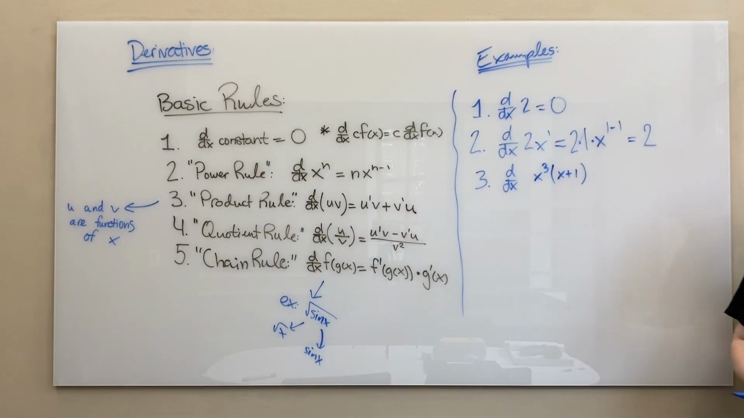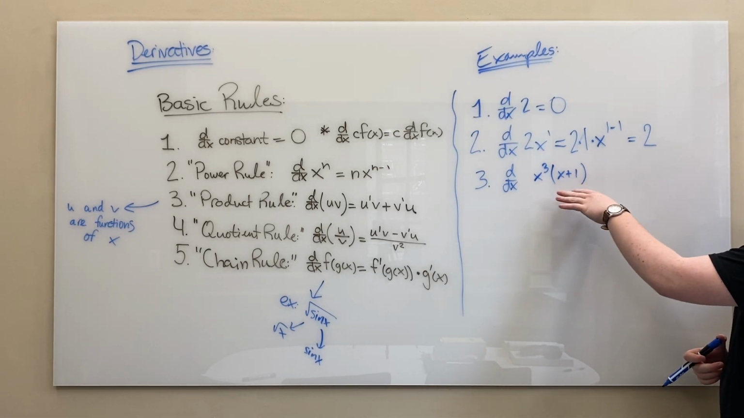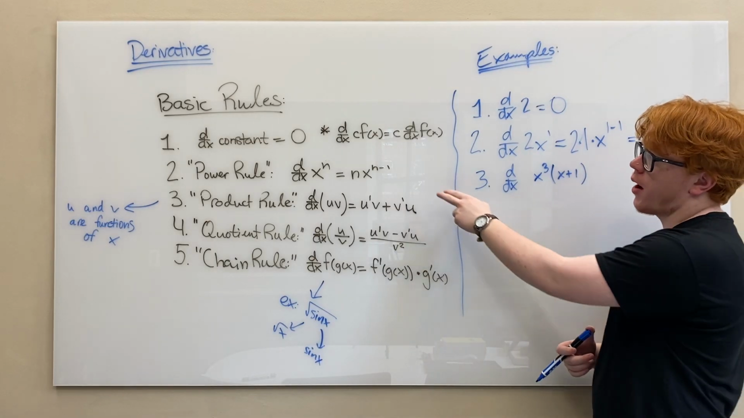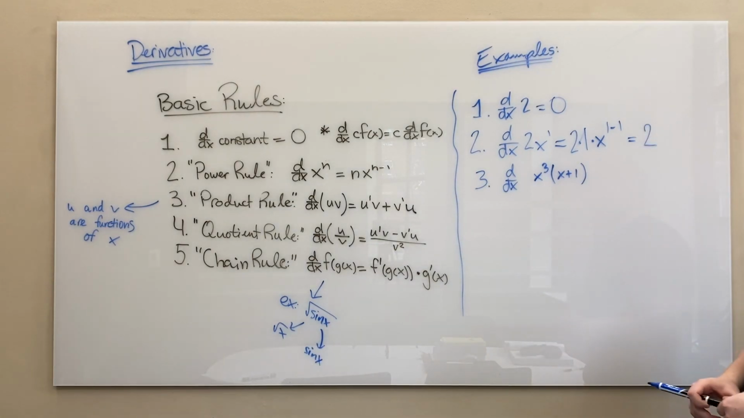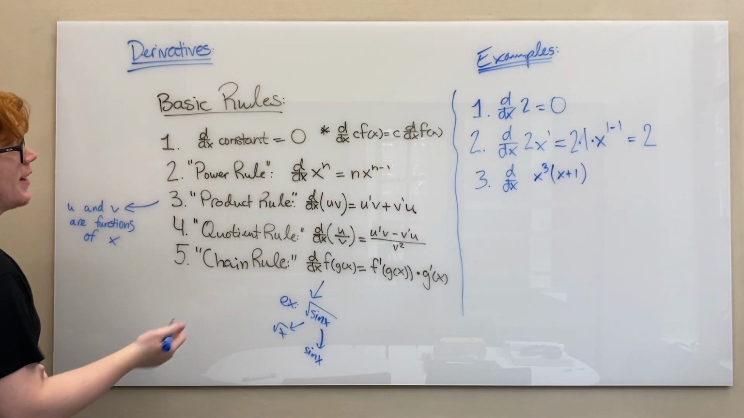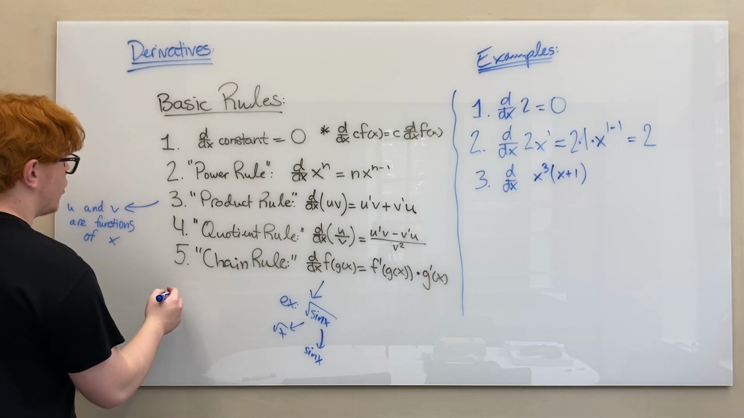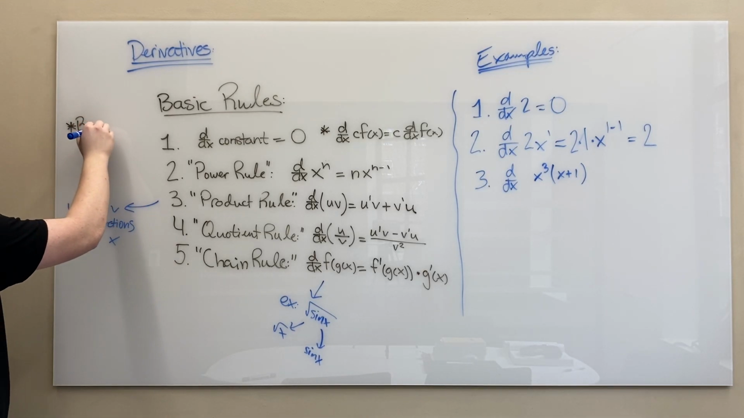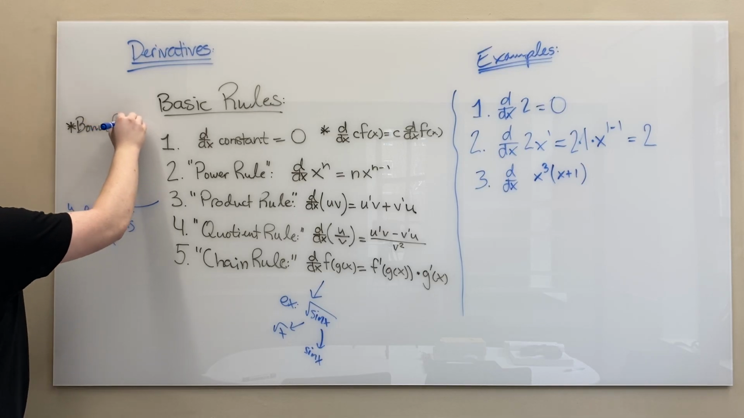So with this problem, you could distribute everything out, and you could have a polynomial, and you could use the power rule. Oh, there's a rule I forgot to write down. We'll just write it right here. Bonus rule. It's just a helpful tip.